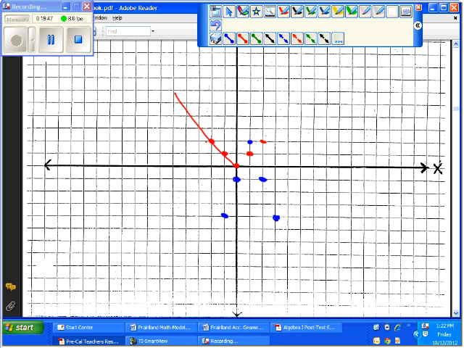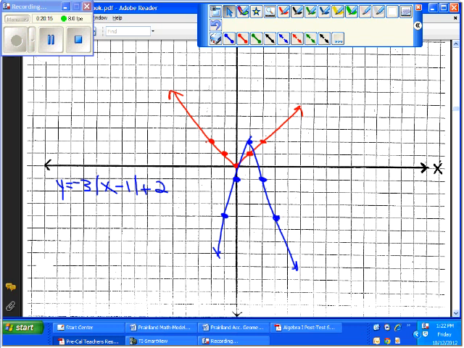So my original graph is this, and my transformed graph is this. Now let's talk about that. My equation was y equals negative 3 absolute value of x minus 1, plus 2.